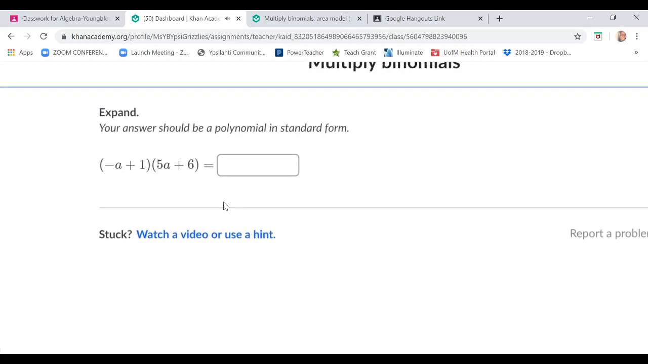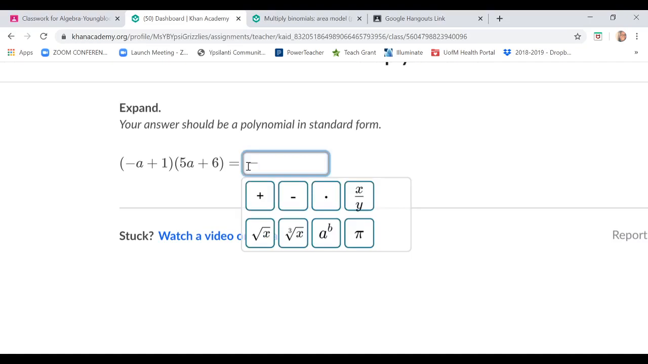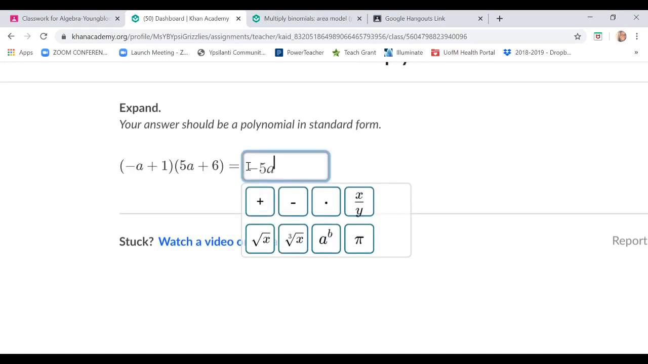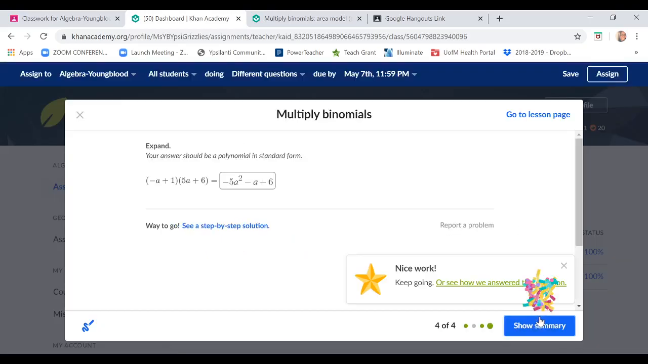And for this last example, we have negative a times 5a is going to get us negative 5a squared. For the next one, we're doing negative a times 6, which gets us negative 6a. For the inner terms, we're doing 1 times 5a, so that's plus 5a. And then for the last terms, we're doing 1 times 6, which is plus 6. So then we can combine our like terms. Negative 6a plus 5a is going to just get us negative 1a or negative a. So that would be our final answer for this problem.